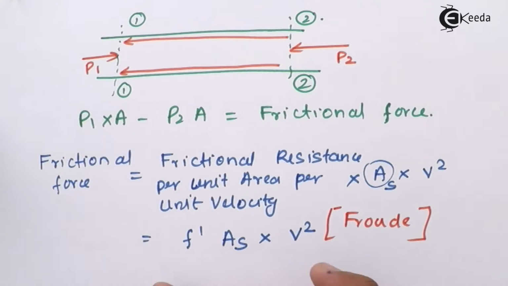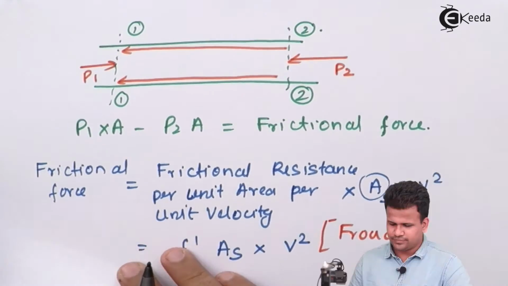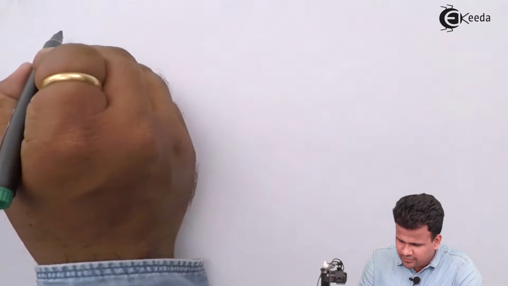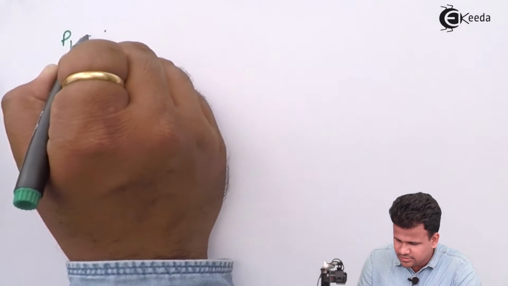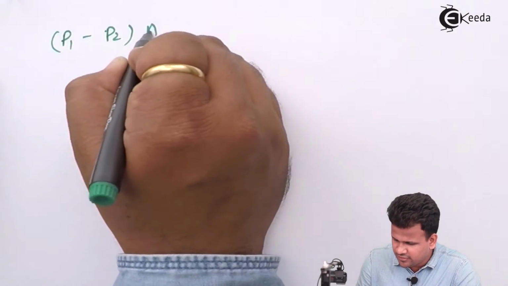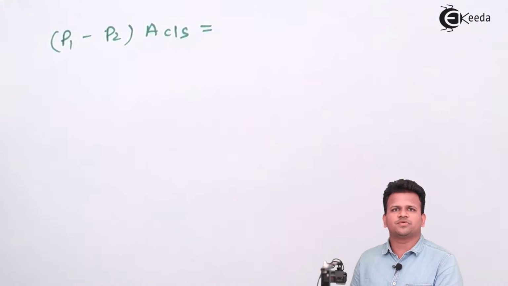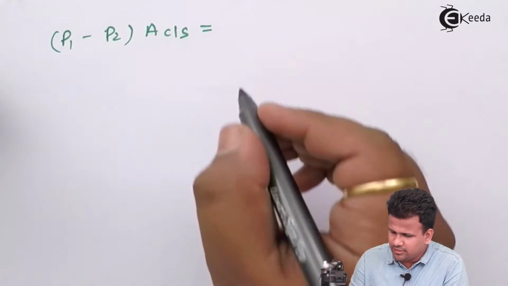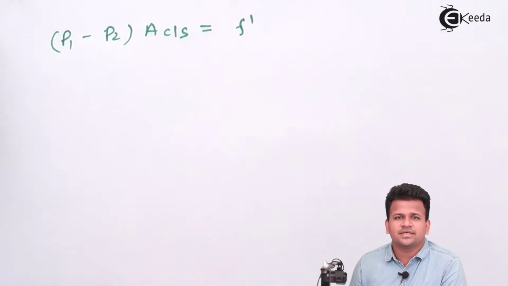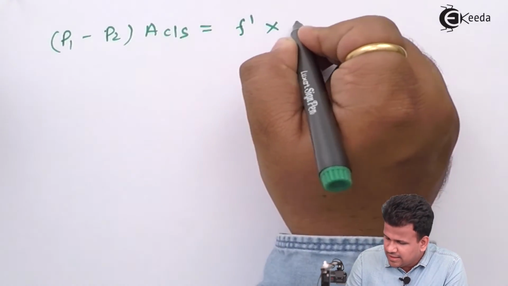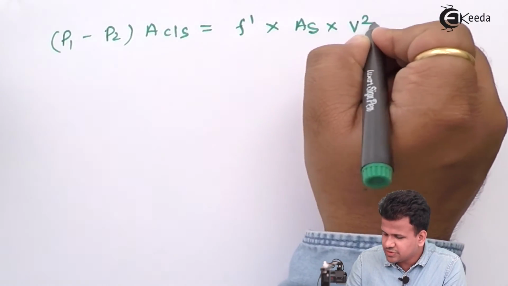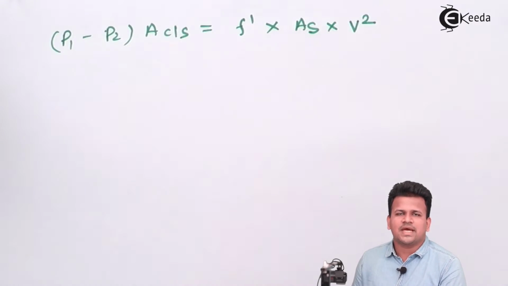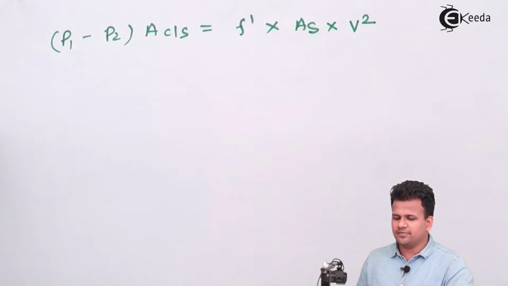Now let us substitute this value in this equation. So what do we get over here as P1 minus P2 into area of cross section, because the entire pressure will act at the area of cross section, will be equal to F dash, that is the fluid resistance or frictional resistance offered per unit area per unit velocity, into area of surface into velocity square. Now this is given by a scientist called Freud, that is Freud's equation of friction.